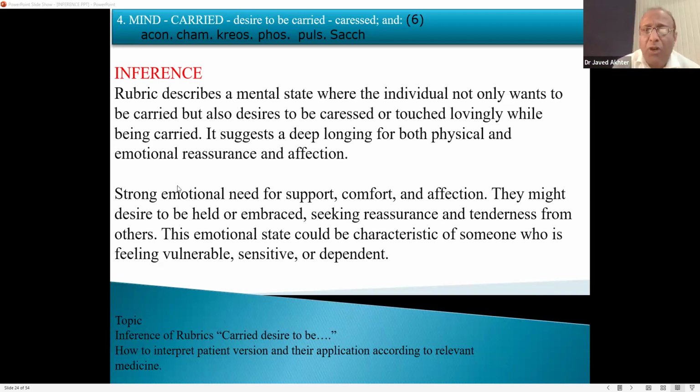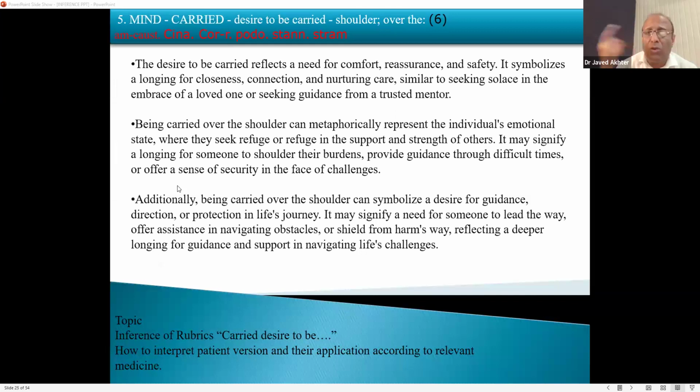Another rubric is carried, desire to be carried over the shoulder. What is the meaning of this? Desire to be carried, need for comfort. There is a six medicine. Reassurance, safety. It symbolizes a longing for closeness, connection, and nurturing care, similar to seeking solace in the embrace of loved ones or seeking guidance from a trusted mentor.